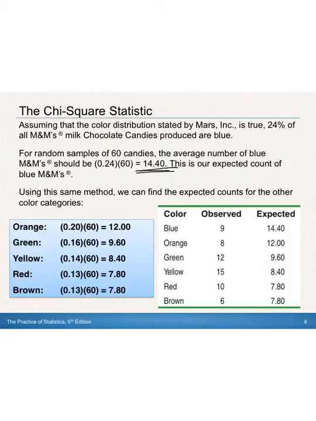We're going to use observed minus expected, squared, and then divide by the expected to find our chi-square statistic.